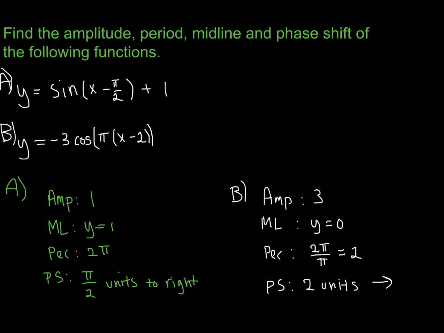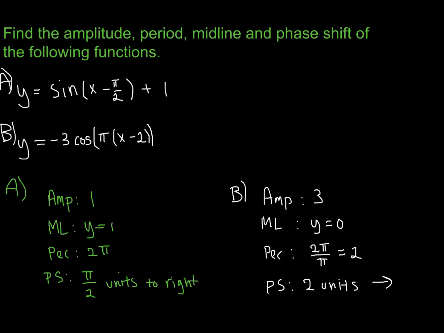If you need to, of course, go back and review that, I do a little example of trying to make sense of the period. And then the phase shift depends on our h parameter, and of course a positive h parameter will shift my function, or translate it, to the right. So I have pi over 2 units to the right, and for function b I have 2 units to the right. It would be very helpful to practice graphing these, so as a little more practice you can try graphing these.